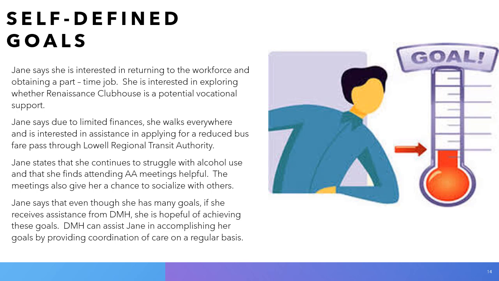Jane states that she continues to struggle with alcohol use and that she finds attending AA meetings helpful. The meetings also give her a chance to socialize with others. Jane says that even though she has many goals, if she receives assistance from DMH, she is hopeful of achieving these goals. DMH can assist Jane in accomplishing her goals by providing coordination of care on a regular basis.